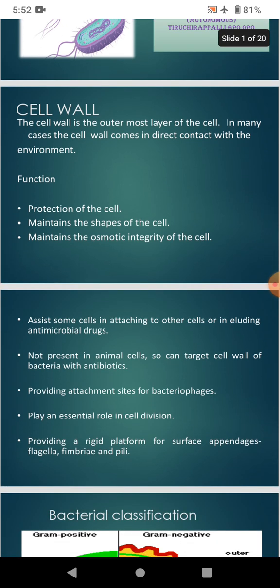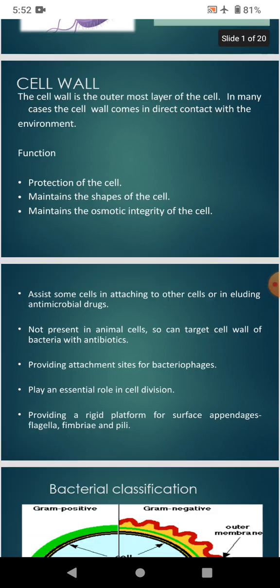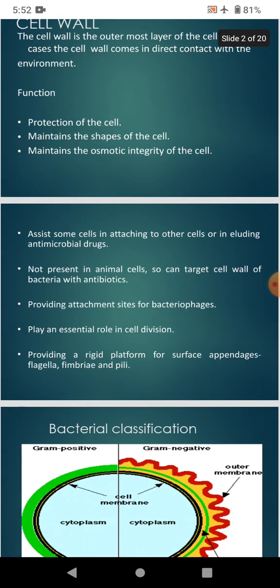It provides an attachment site for bacteriophages. It plays an important role in cell division. It provides a rigid platform for surface appendages like flagella, fimbriae and pili.